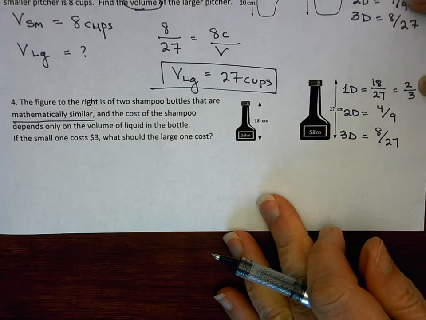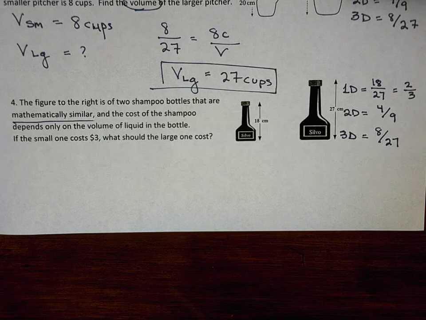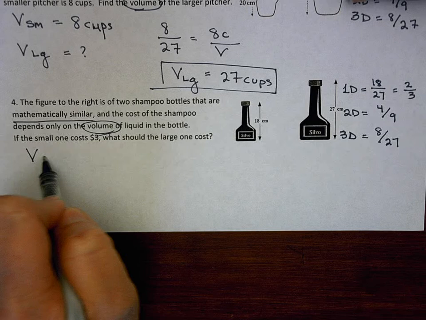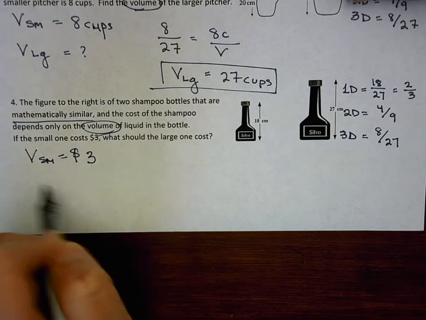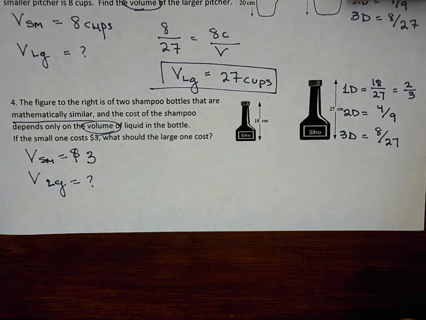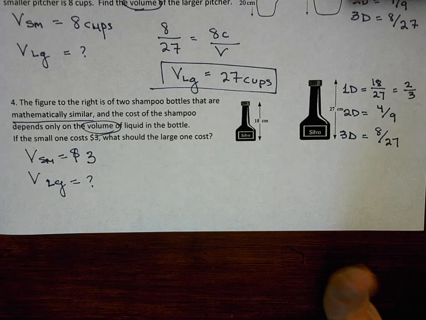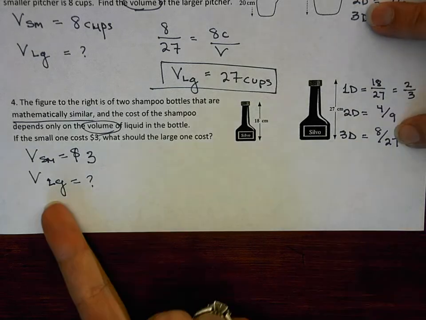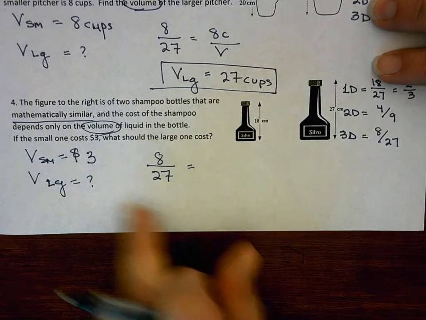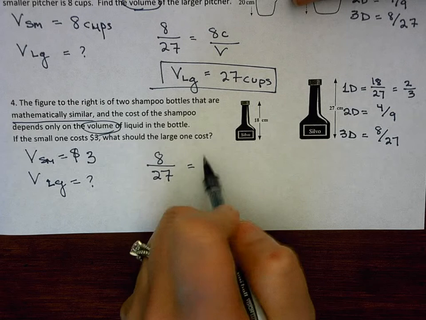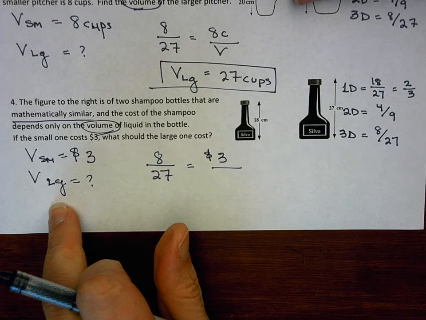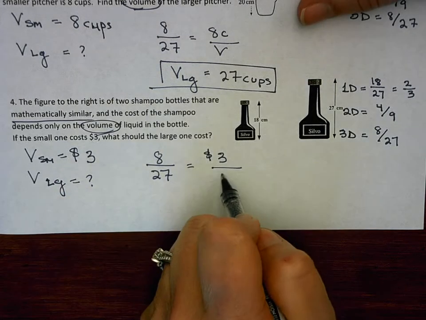Okay. And it says that the cost of the shampoo depends only on the volume of the liquid in the bottle. And if the small one costs, so the volume of the small costs $3, what should the large one cost? So it depends on its volume. So I'm going to write V for volume even though we're talking about cost. So that means I need to use my three-dimensional scale factor because I'm referring to volume. So the volume of the smaller one was $3, so that's my top value. And I don't know the cost for the larger one, so I need to find the volume of the larger one. And so it is proportional.